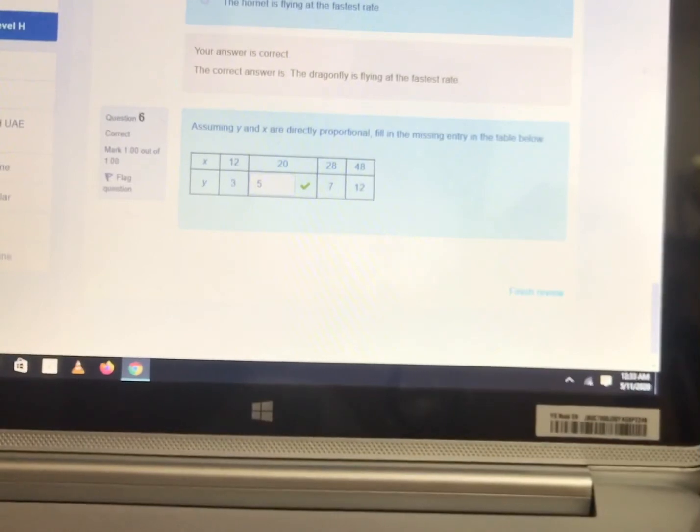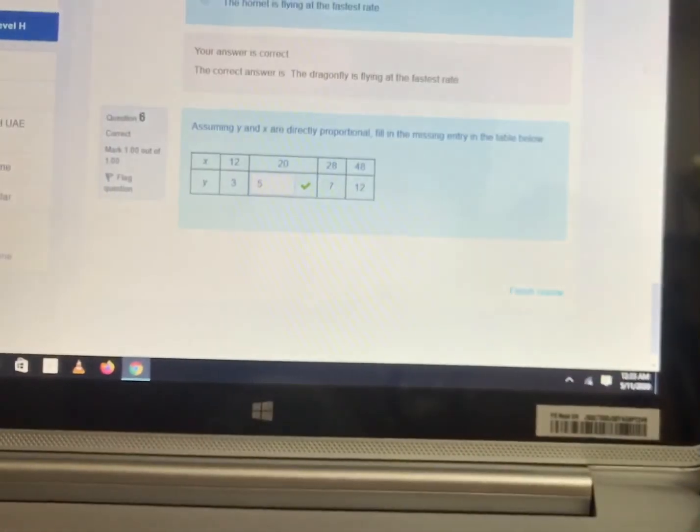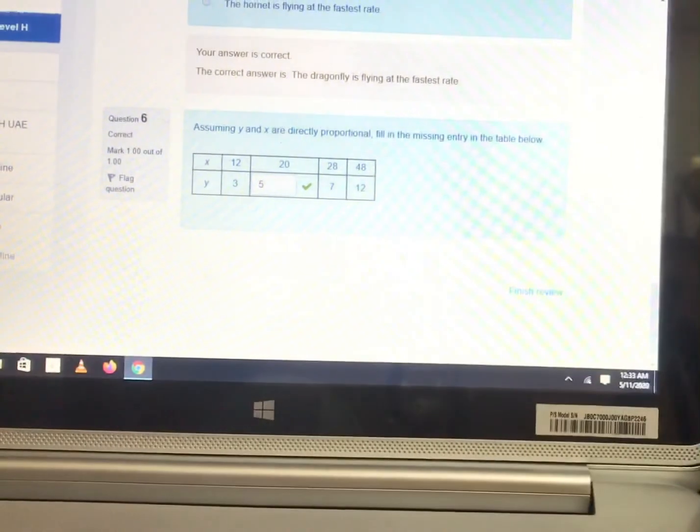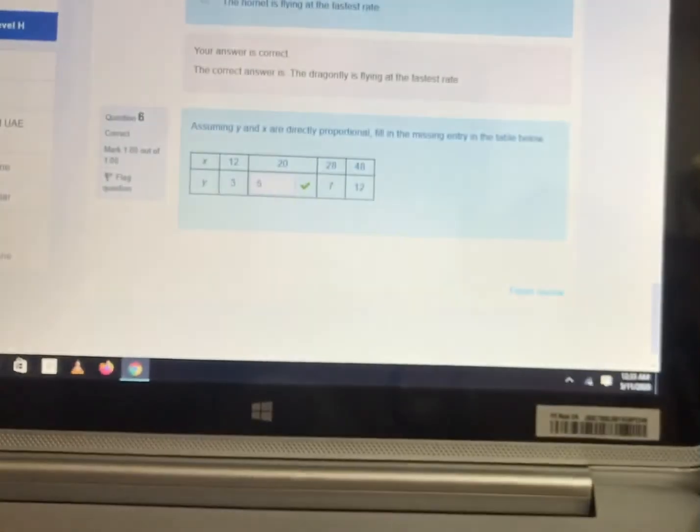Now we are on question 6. Assuming y and x are directly proportional, fill in the blanks. Directly proportional, fill the missing entry. Now only one box is missing. In that box we have to write 5. Now in this practice paper we have only 6 questions.